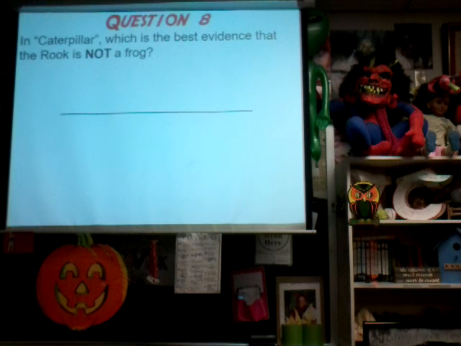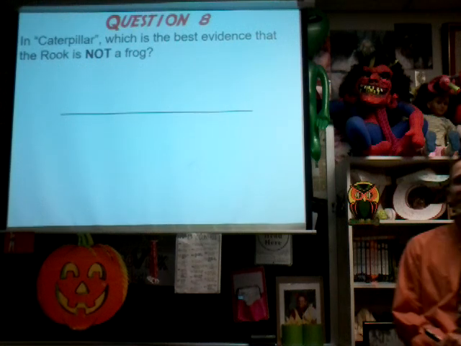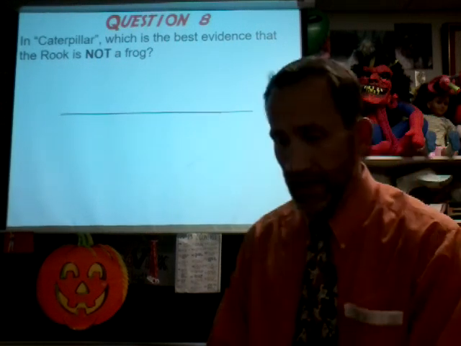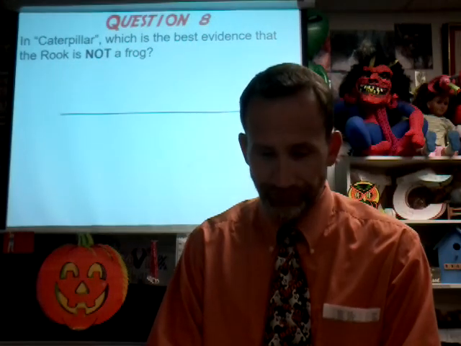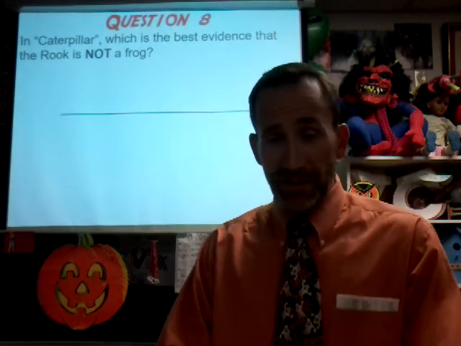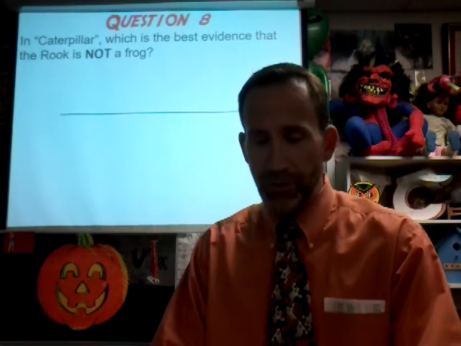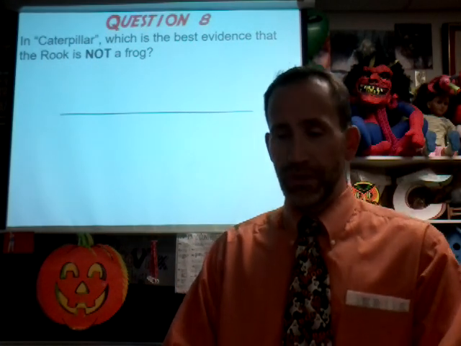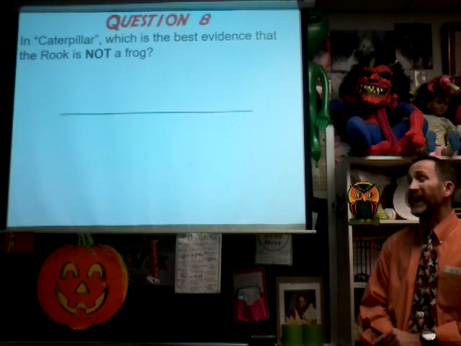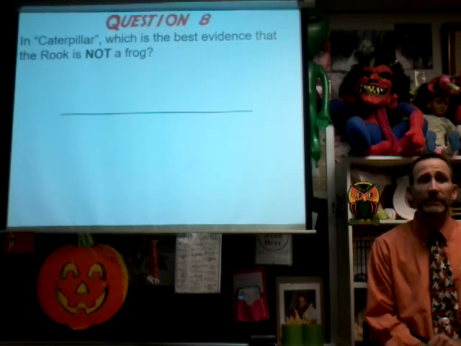In Caterpillar, what is the best evidence that the rook is not a frog? So that's the one where it says the... Where's the rook line? Down beneath grow dandelions, daisies, old man's looking glasses. This is in the second stanza. Rooks flap croaking across the lane. I eat and swallow and eat again. In that stanza, there is proof that you could say that it is not a frog. How would you prove that?